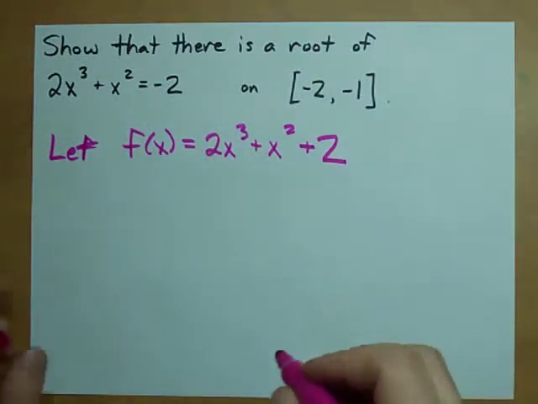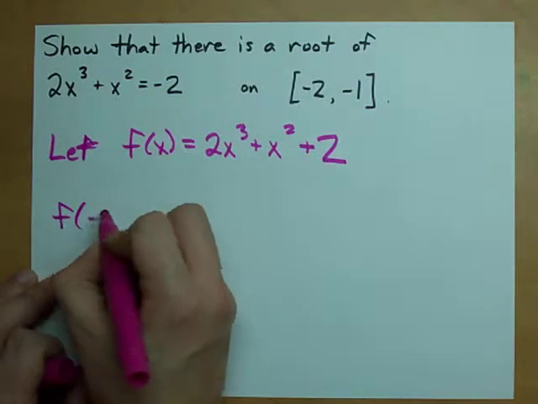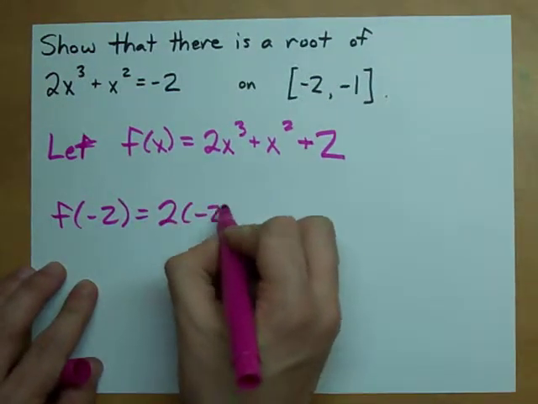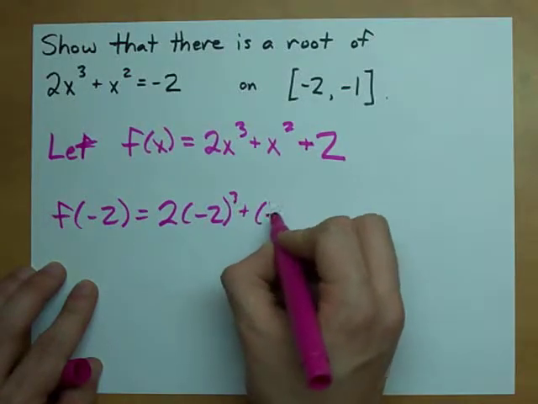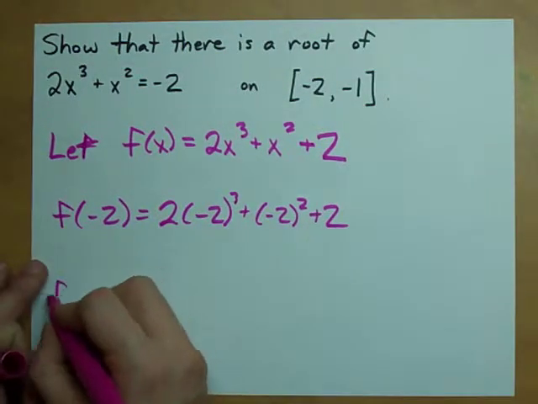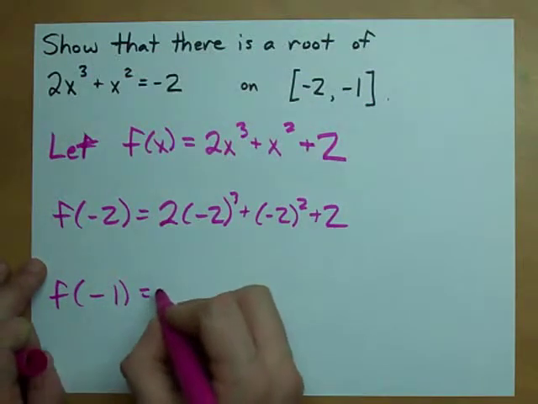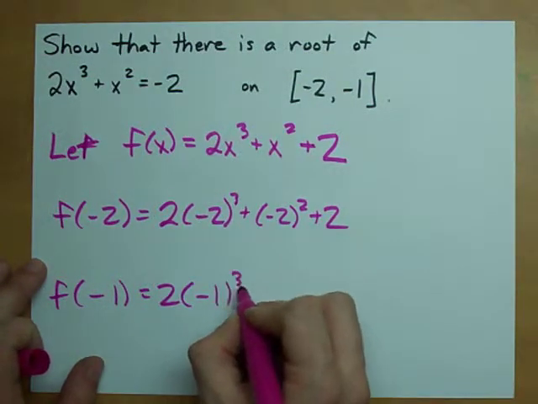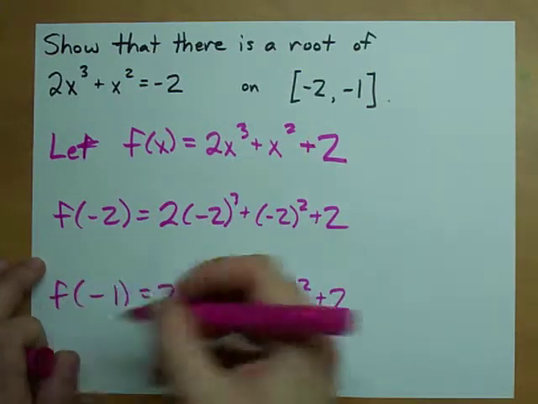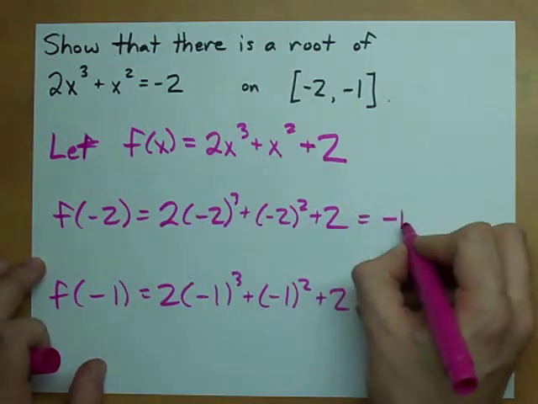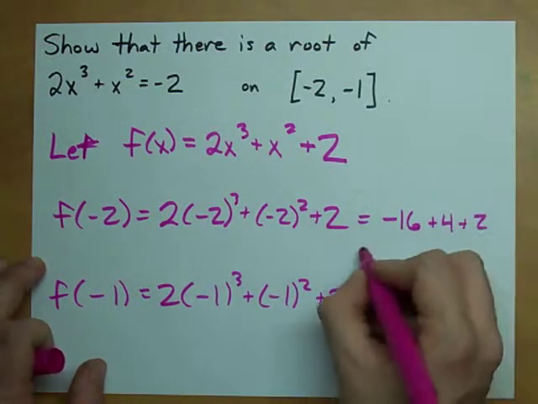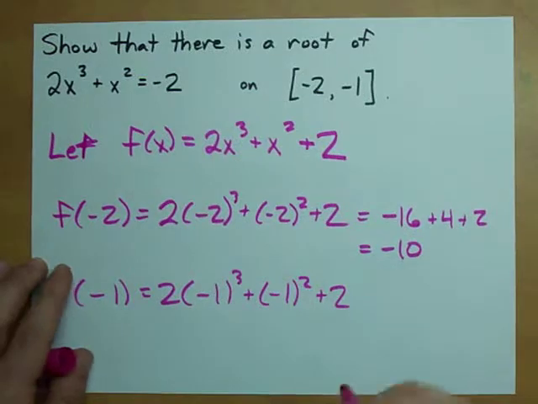Here's what you do. You plug in your left bound for x. In this case, I get (-2) cubed plus (-2) squared plus 2. And you plug in your right bound, (-1) cubed plus (-1) squared plus 2. When you evaluate these, you end up with -8 plus 4 plus 2. I get -2 over there.